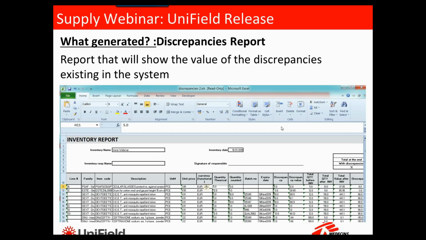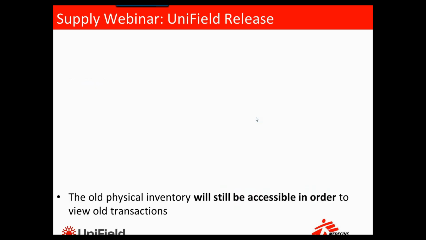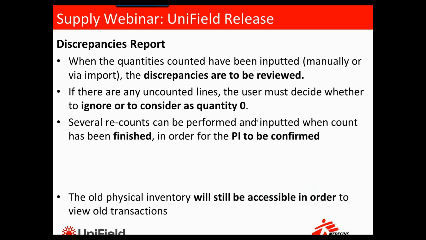So what is the explanation for your discrepancies? Did you have something that went in loss? Did you move something in quarantine? Is it something that you gave for a sample to someone else? You need to not justify, but you need to explain why you have the discrepancy. And only after you filled in the discrepancy report, then you can go back to Unifield and you can review the discrepancies.